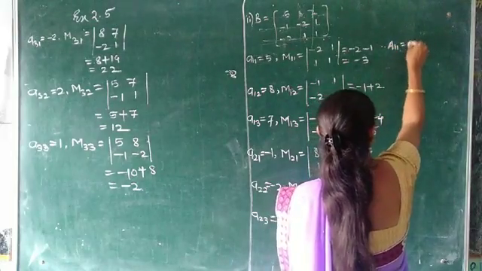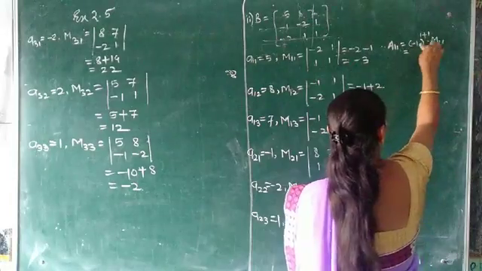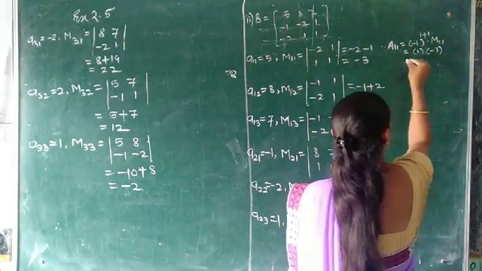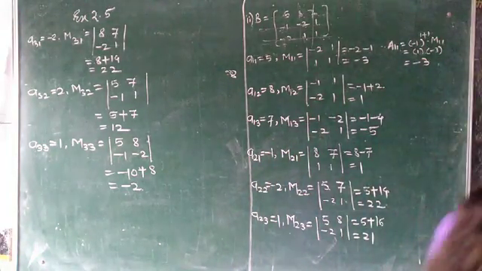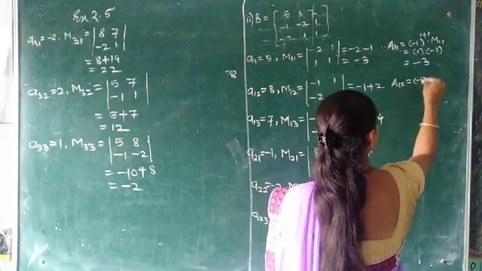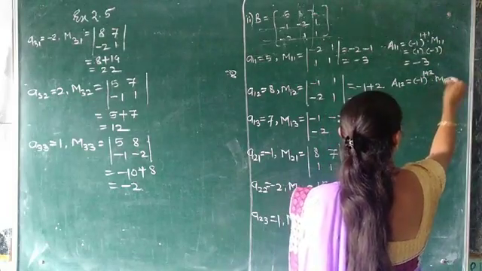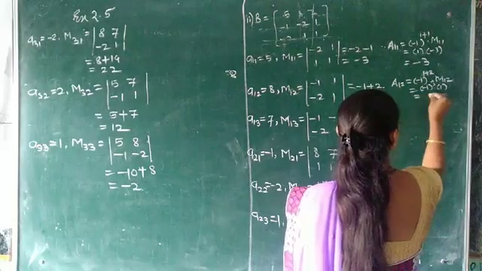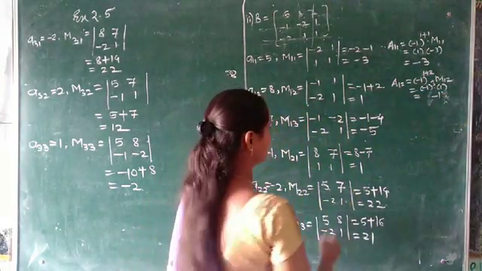Therefore, A11 is equal to minus 1 raised to 1 plus 1 into M11. Minus 1 square is 1. Value of M11 is minus 3. Therefore, cofactor of first element is minus 3. Now see next. A12 is equal to minus 1 raised to 1 plus 2 into M12. Minus 1 cube into M12, which is 1. Since it is minus 1, minus 1 cube is minus 1.